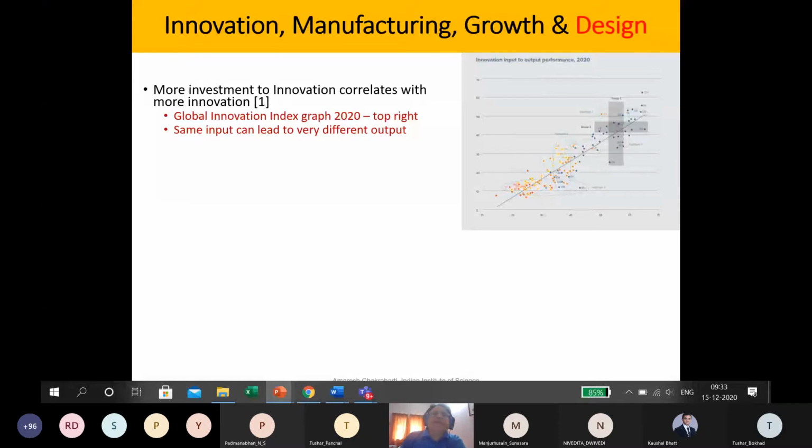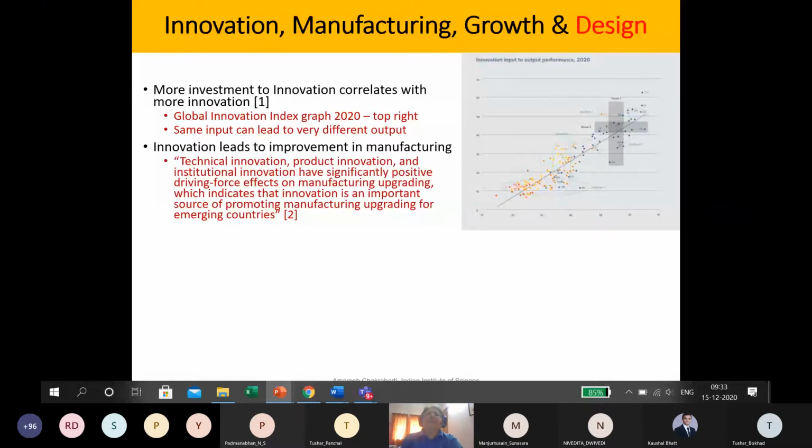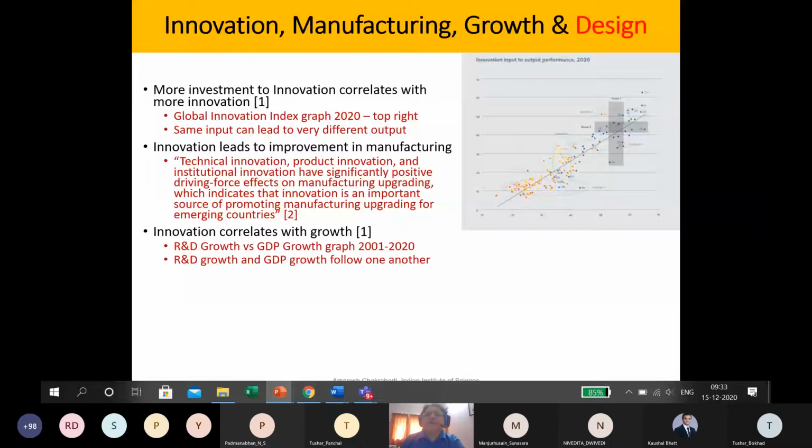Second is that innovation also leads to improvement in manufacturing, because it is through manufacturing that the innovations go out to society. Third is that innovation correlates with growth. It leads to greater growth. So these graphs that you see on the right side bottom show that GDP growth correlates with growth in R&D input, which is an indicator or marker for innovation.